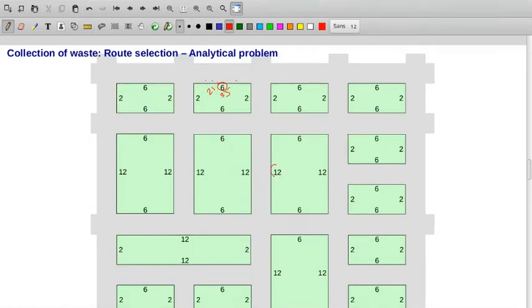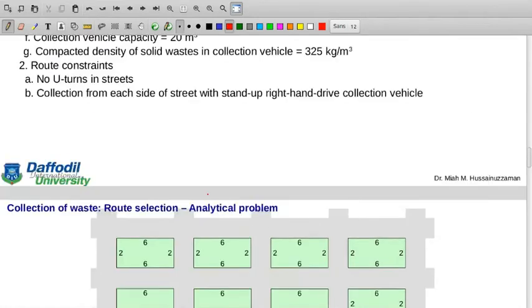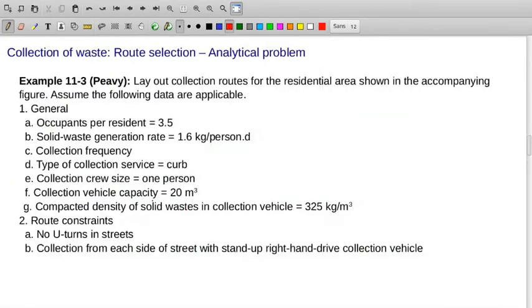Here 12 families are living. So each family has 3.5 members. That means we have to collect waste of 42 people from this side. Okay, things are like that. So the first thing we have to do is to count the number of total families and count the total number of people. Okay, let us go back to the question again.